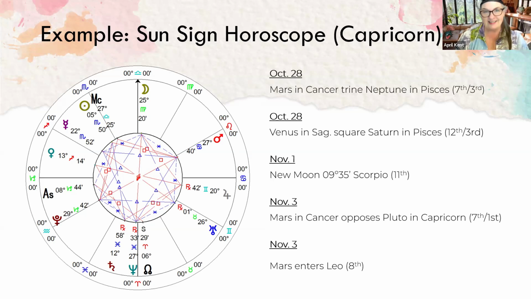So you start to get the idea of how you can work with a system like this. And if you've ever wondered how astrologers come up with horoscopes, this is how. Any reputable astrologer, this is exactly the way they do it. The new moon at 9 degrees Scorpio on November 1st falls in the 11th house, and so on.